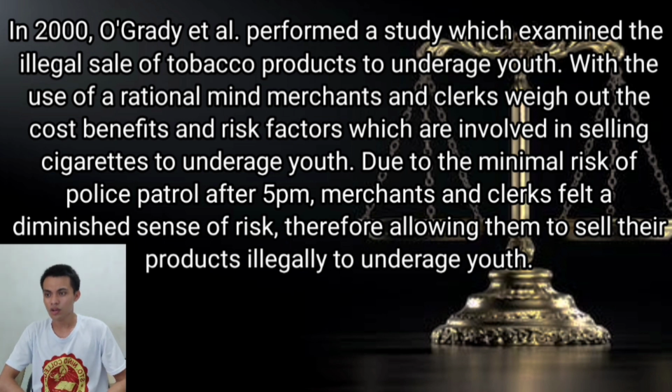In 2000, O'Gary performed a study which examined the illegal sale of tobacco products to underage youth with the use of rational mind. Merchants and clerks weighed the costs, benefits, and risk factors involved in selling cigarettes to underage youth, due to minimal risk of police patrol after 5 p.m. Merchants and clerks had a diminished sense of risk, therefore allowing them to sell their product illegally to youth.